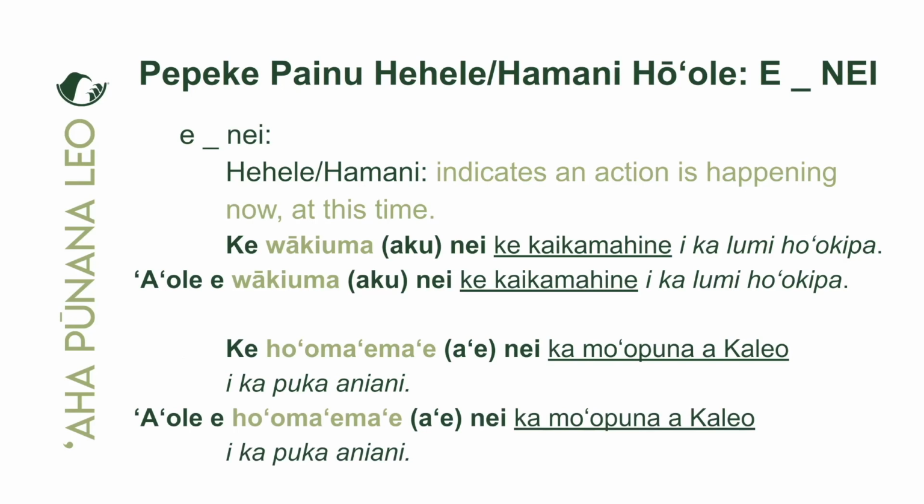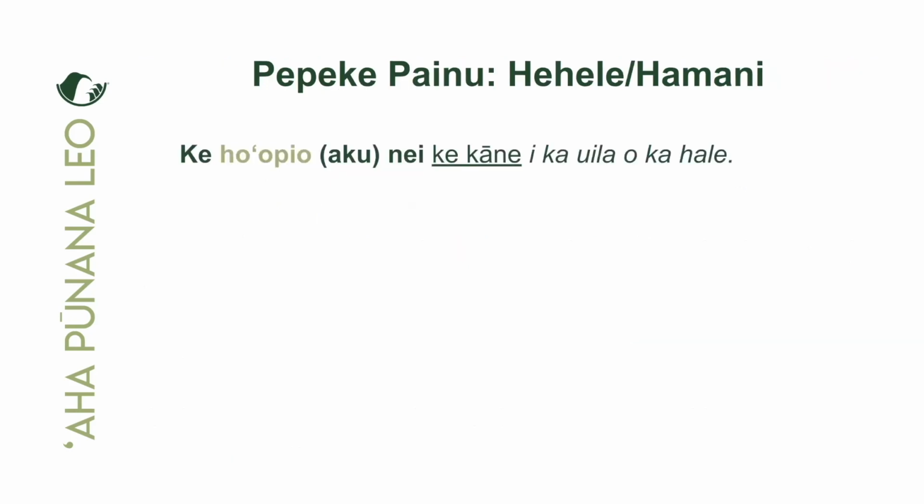So the only thing that changes is ʻaʻole. Yeah, we add ʻaʻole, and kene becomes ane. Everything else stays the same. All right, here is our first example.